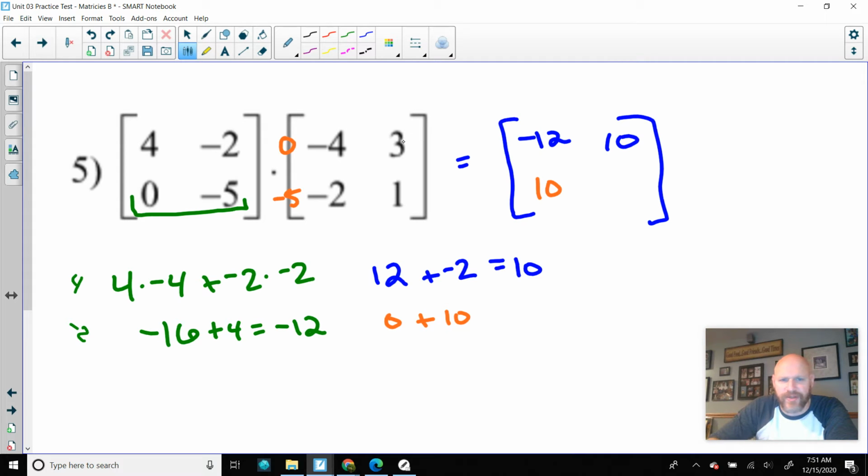We'll scoot it over. 0 times 3 is 0. Negative 5 times 1 is a negative 5, and we have 0 plus negative 5, which just ends up being a negative 5. So our answers are negative 12, 10, 10, and negative 5, and we have a 2 by 2 matrix.